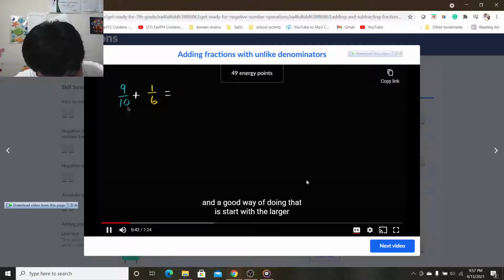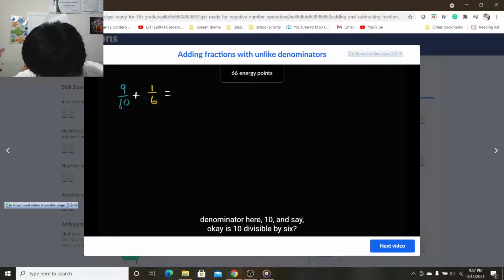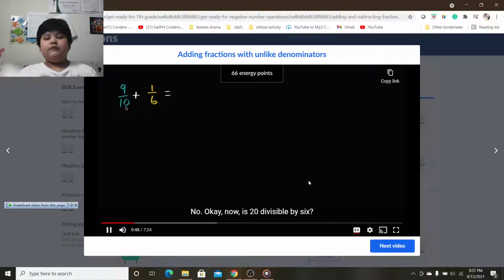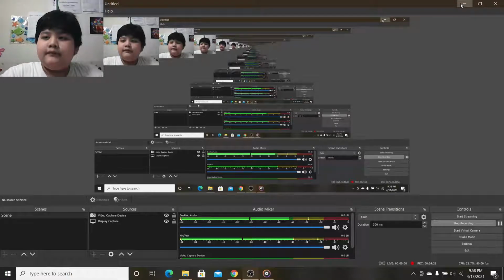A good way of doing that is to start with the larger denominator here, 10. And say, okay, is 10 divisible by 6? No. Okay, now, is 20 divisible by 6? No. Is 30 divisible by 6? Yes. 30 is divisible by 6. So I'm just going through the multiples of 10.